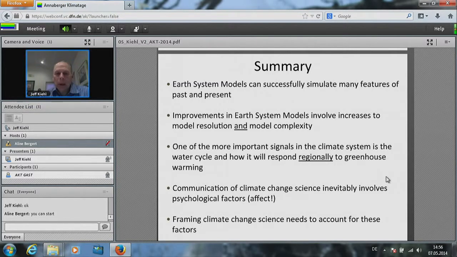And then briefly, the communication of climate change science inevitably involves psychological factors, in particular affect. In framing climate change science, we need to account for these factors and how they're affecting people's ability to take in or understand the climate science. And with that, I will end. Thank you very much.